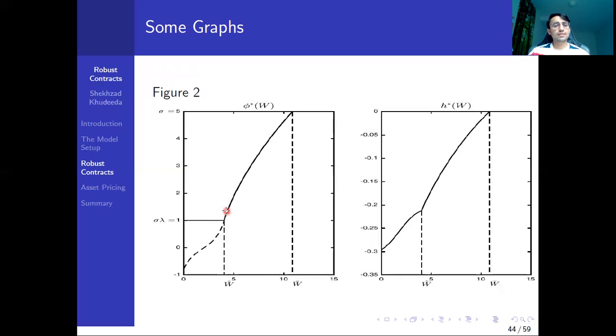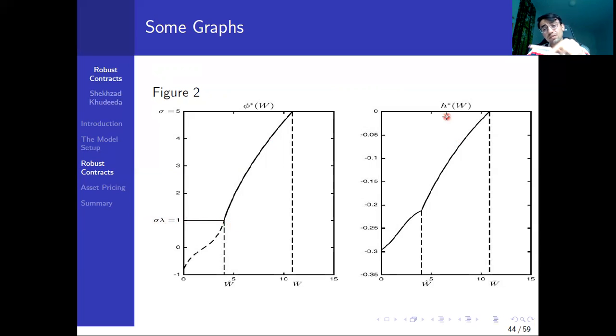In the second figure, we have two subgraphs, the optimal sensitivity and the worst case density generator. The left-hand side subgraph shows that there exists a cutoff value W hat such that the optimal sensitivity reaches the payout boundary, sigma lambda, which is 1.